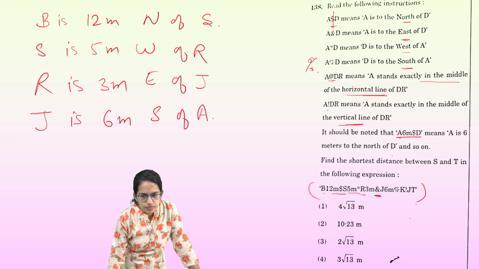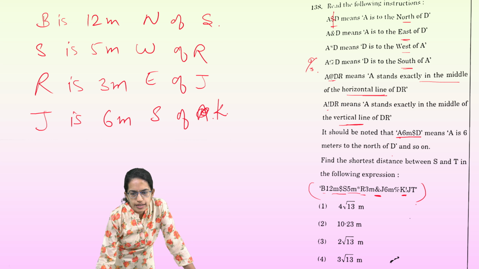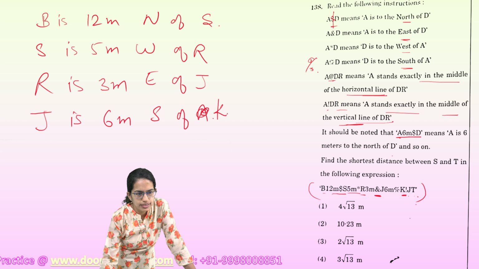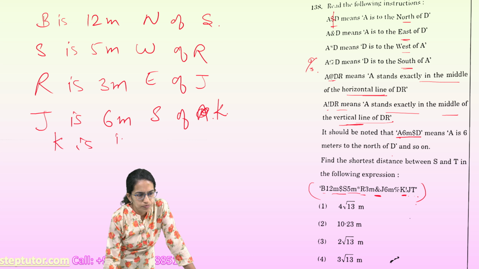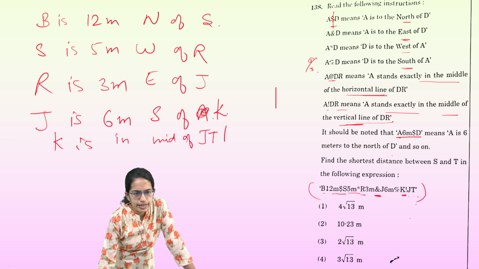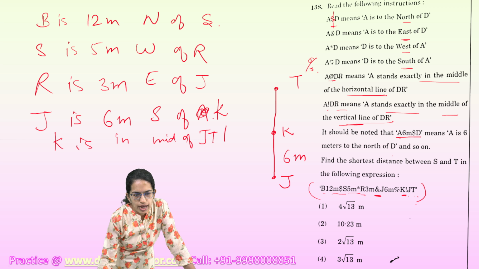J is 6 meters south of K, sorry, not A, K, right? And K exclamation JT means K stands in the middle of the vertical line JT. So K is in the middle of JT, which is a vertical line. I take a vertical line here, and I write it as J and T, and K is exactly in the middle of it. Now J is 6 meters south of K, so this is 6 meters, and this is exactly in the middle, so this is again 6 meters.